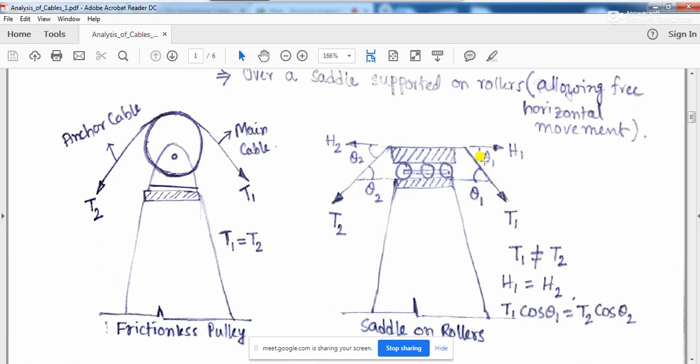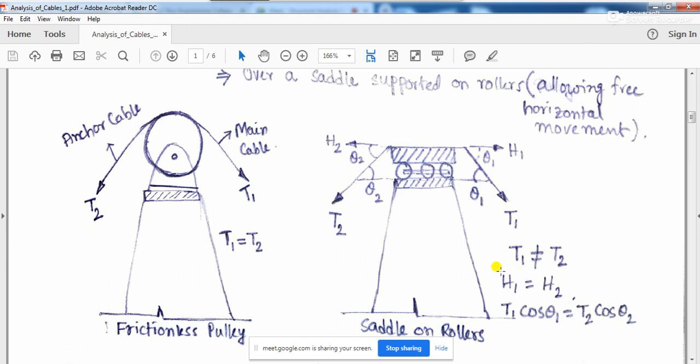Otherwise, if theta 1 and theta 2 are not equal, that means if the angle made by the main cable with the horizontal and the angle made by the anchor cable with the horizontal when passing over a saddle are not equal, then these two tension forces, T1 and T2, obviously will not be equal. Okay, however, the horizontal components of the tension forces need to be equal, otherwise the saddle will not be in equilibrium.